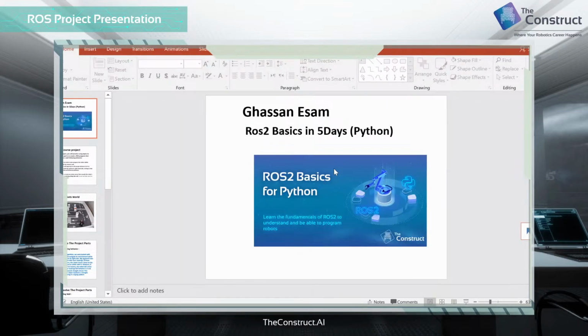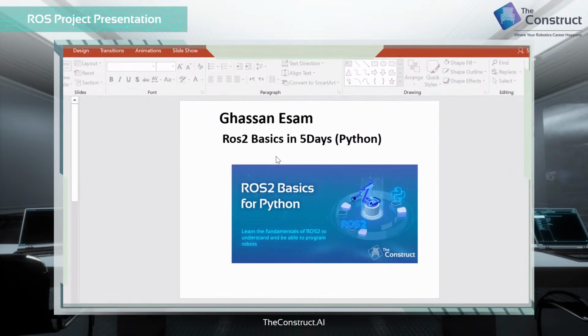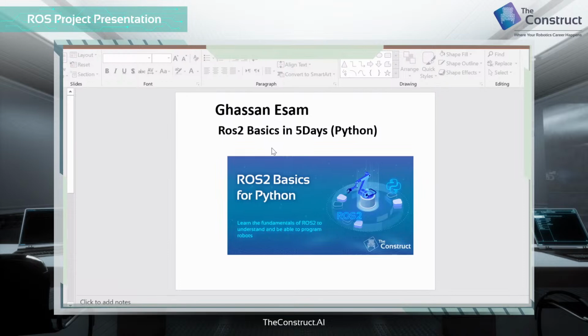Now I see it. ROS2 Basics in 5 days. Yes. So my name is Ghassan Esam, and I'm a student on The Construct platform. And I had finished the ROS2 Basics in 5 days course. And they gave me a project to do, the project whose program I showed you at the start. And now I will show you how I solved my project.